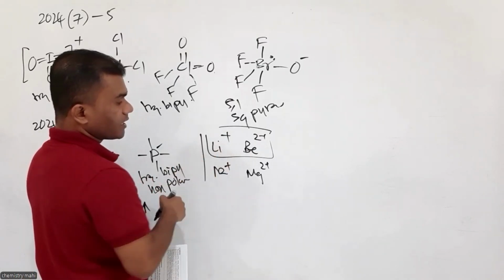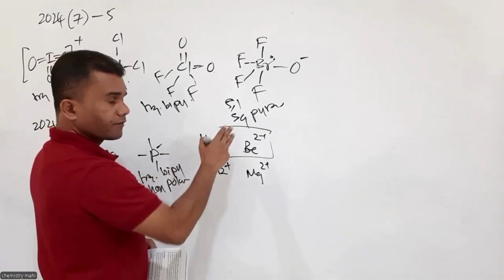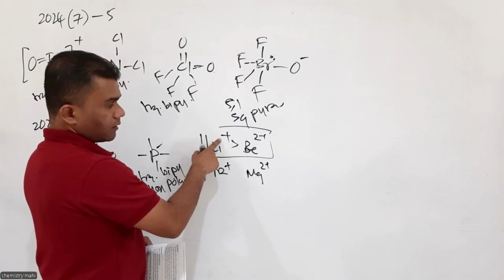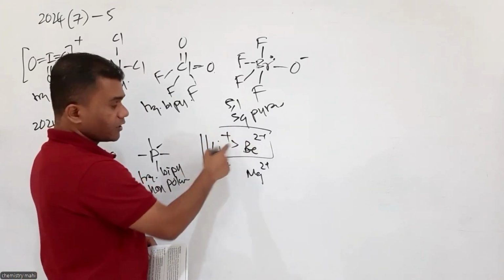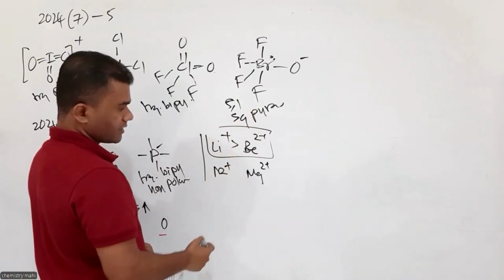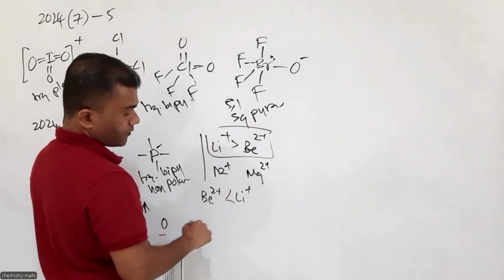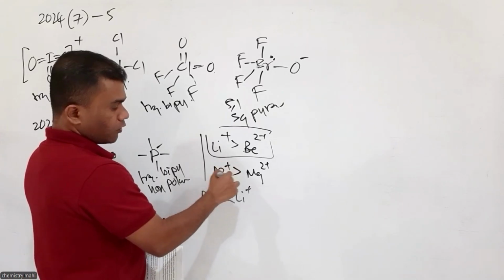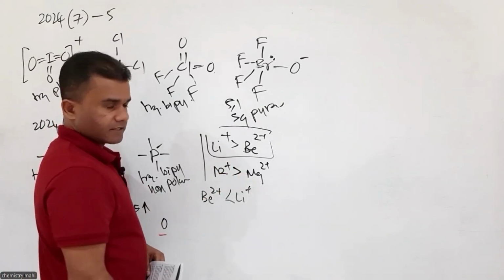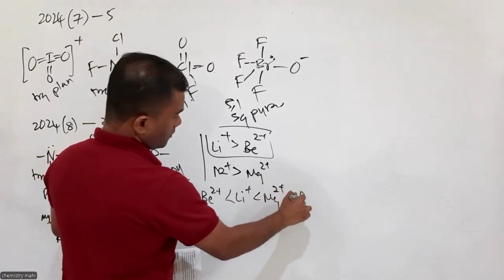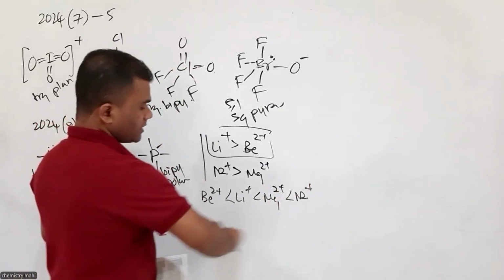Out of lithium and beryllium, going from left to right, the size decreases. Why? Same number of electrons, but nuclear charge increases, so size decreases. Therefore, beryllium 2 plus should be the smallest, then lithium. Here also, same story. Going from left to right, size decreases. The Mg2 plus should be the next one, and the largest one should be sodium plus. This is the increasing order.